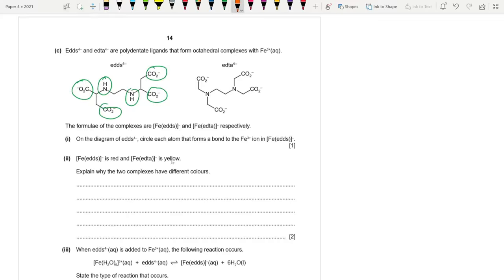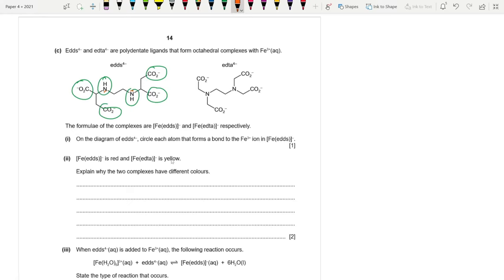On the diagram of EDDS 4 minus, circle each atom that forms a bond to the Fe3 plus ion. Okay, these are polydentate ligands. Basically, anything with a lone pair can form a bond. So ammonia, you know that nitrogen has a lone pair, so it can form a bond. By the way, these oxygens, all of them also have lone pairs, so they can also form bonds.